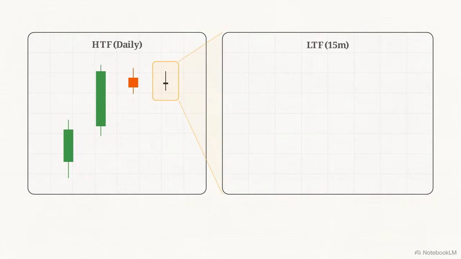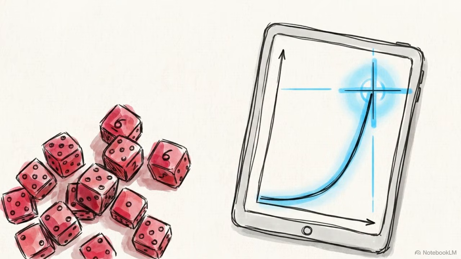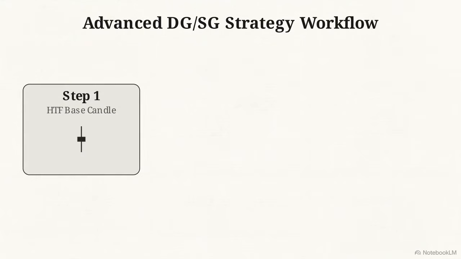Identifying their specific intent requires analyzing three variables: higher timeframe context, lower timeframe volatility contraction patterns, and the mechanics of imbalance gap fills. Integrating these perspectives shifts a trader's approach from gambling on market noise to identifying probable directional shifts before the next expansion begins.